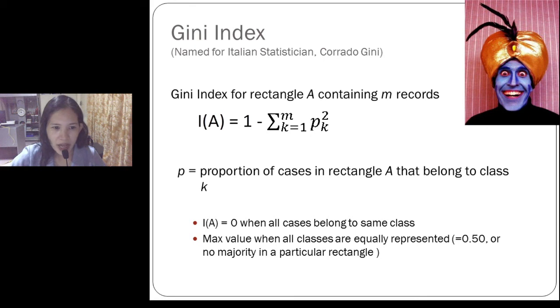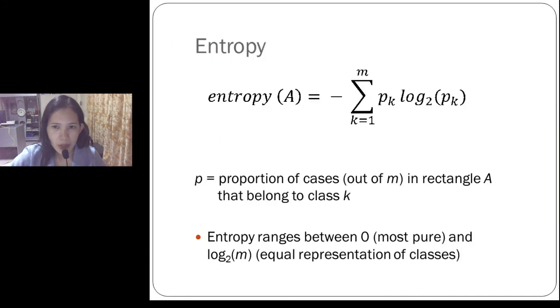So I of A equals 0 when all cases belong to the same class. And the max value when all classes are equally represented is equal to 0.50, or no majority in a particular rectangle.